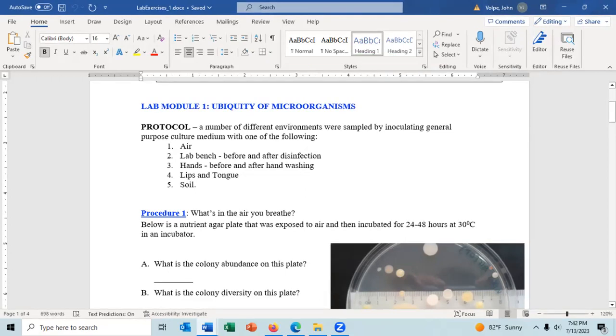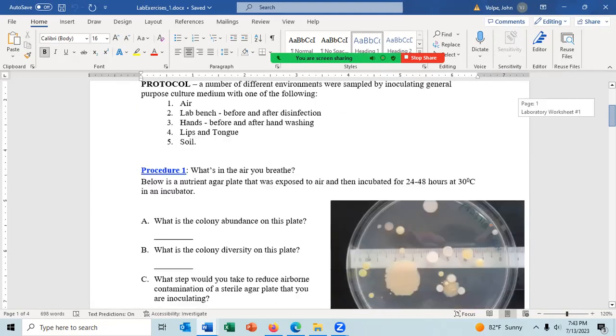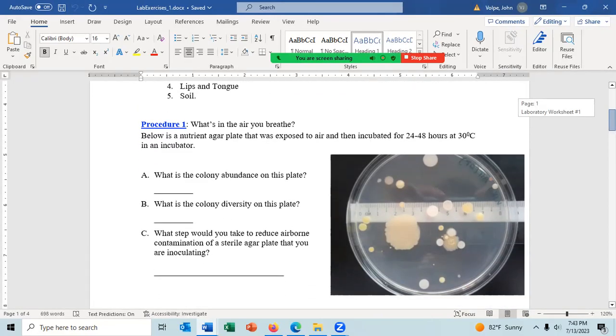All right. So in lab module 1, we're exposing a plate to different environments, to the air, the lab bench, your hands, your lips, and the soil. In procedure 1, we're uncovering the plate and exposing it to the air for a given period of time. I think it's exposed to the air for 15 to 20 minutes, and then you incubate it in the incubator for 24 to 48 hours.